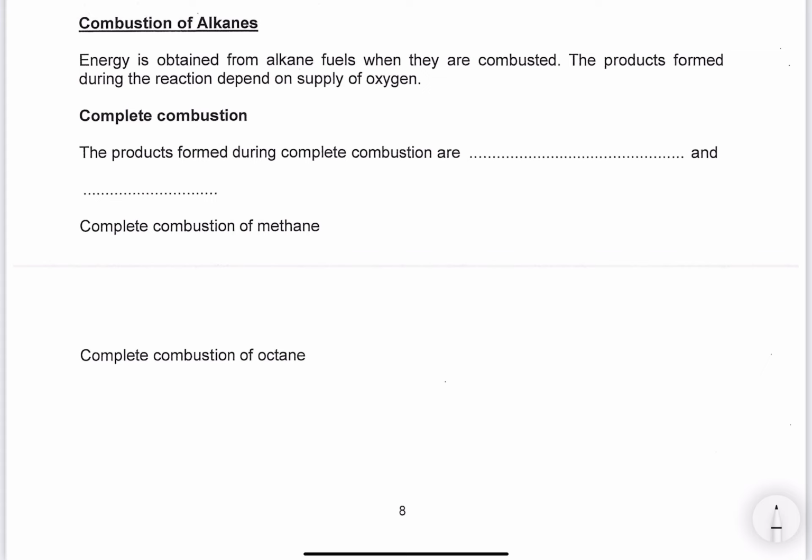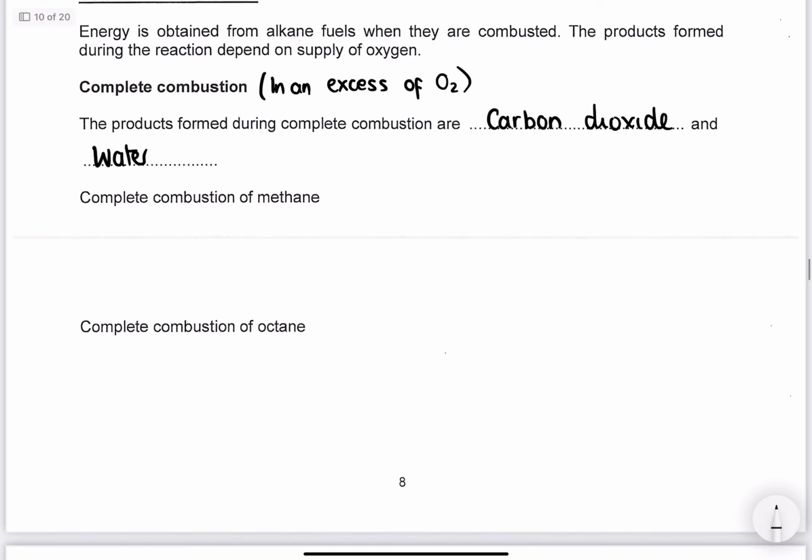Complete combustion. So this is in an excess of oxygen. So if there's absolutely loads of oxygen, and when that happens, we produce carbon dioxide and water. So we've got to give complete combustion of methane. We know that methane is 1 carbon and 4 hydrogens. We know that we're going to create CO2 and water. And we know that we're going to do that with as much oxygen as we need.